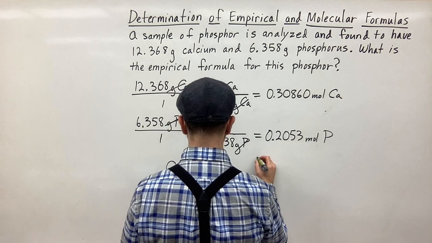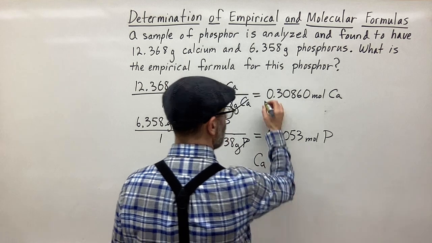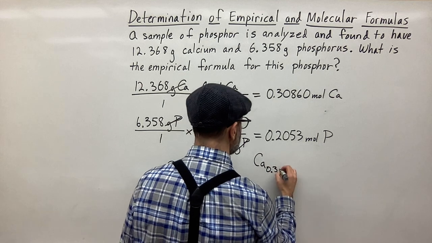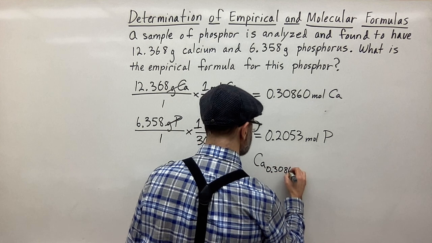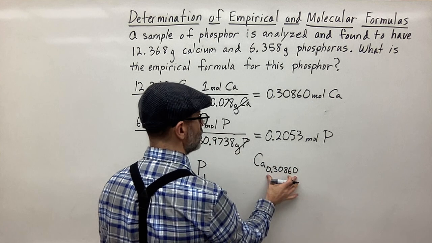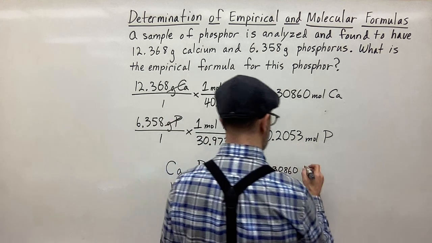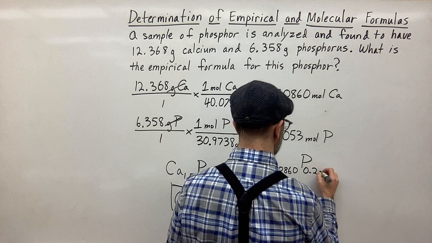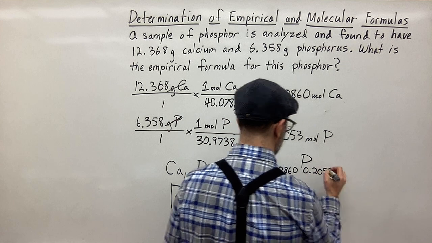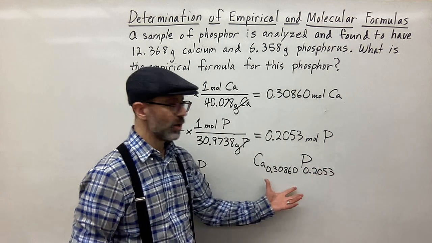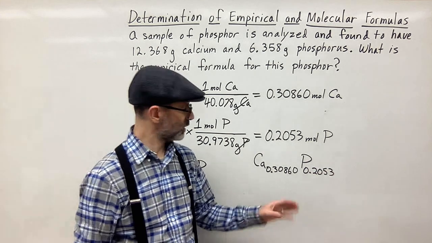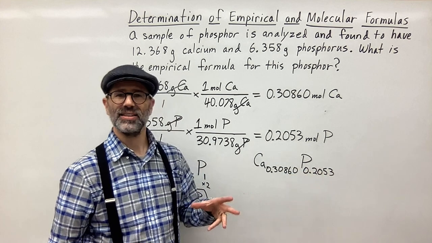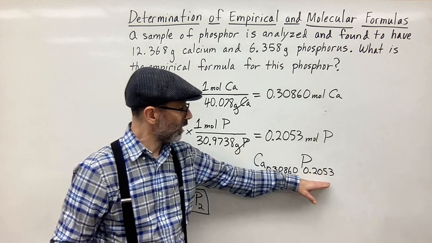So then I write my pseudo formula, so Ca, and then I write this down as a subscript, 0.30860. So there's my subscript, and then I write this as a subscript. So P, and the subscript is 0.2053. So here's my pseudo formula for the substance. So there is a ratio here, but it's not very simplified. So we're going to simplify this.